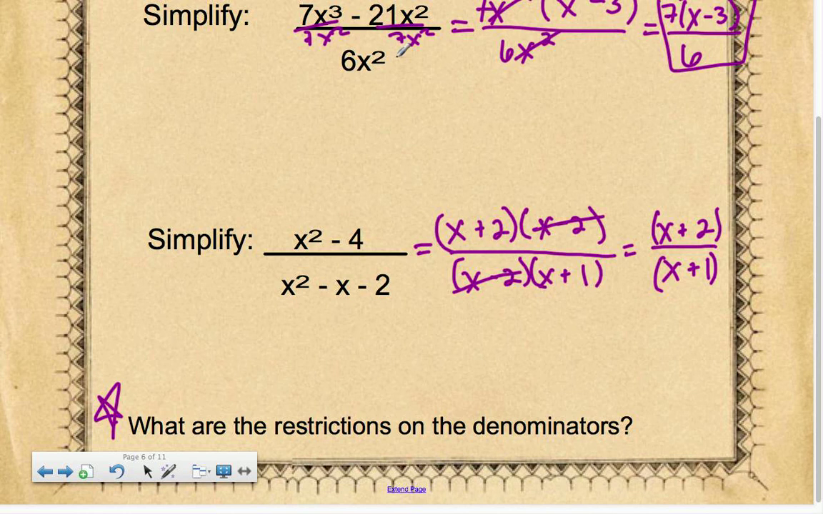So, for example, right up here, what can x equal? X can equal 0. Very good. And we're going to look at the original when we do this. So x can't equal 0. We can't plug that in. What about here? What can x equal? If we were to set these factors equal to 0, x can equal 2, and x can equal negative 1. So make sure you put those restrictions on the original. Okay?